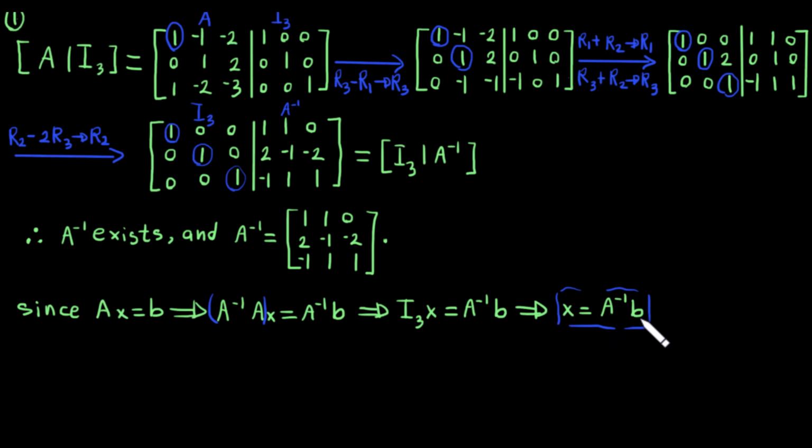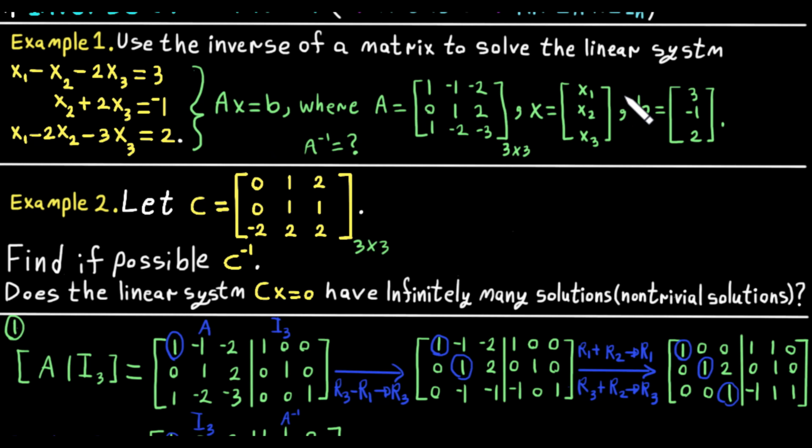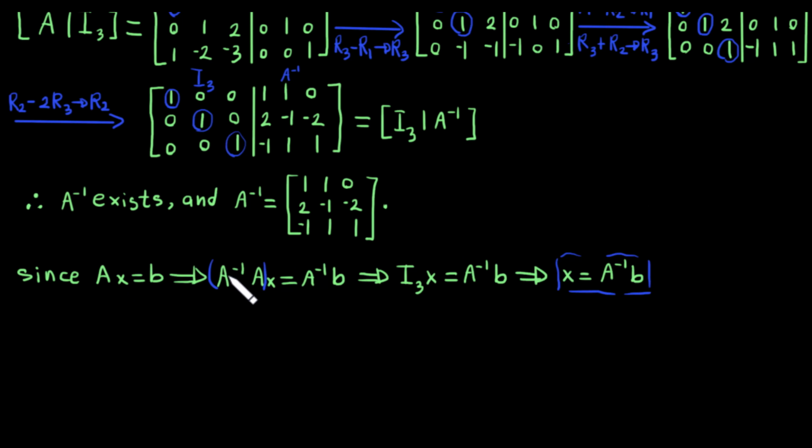So x equal A inverse multiplied by B. We know from above that B here is equal to 3, -1, 2. So we have to multiply them to find this x. So x equals A inverse multiplied by B. I will speed it up to write it here.